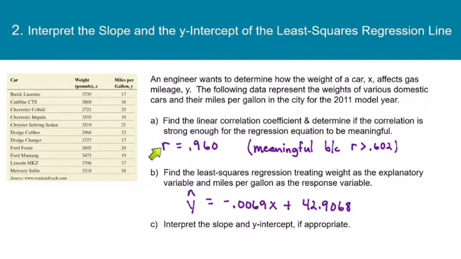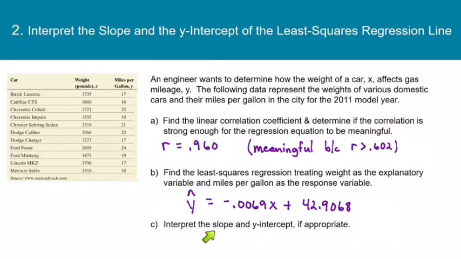So here's where we are. We just found that r equals 0.960, and we said that this would be a meaningful linear relationship because our table only required an r of 0.602. And we had that beat. So that tells us we can use the linear regression equation to make predictions. And we found a linear regression equation of y hat equals negative 0.0069x plus 42.9068. And it says interpret the slope and the y-intercept if appropriate.